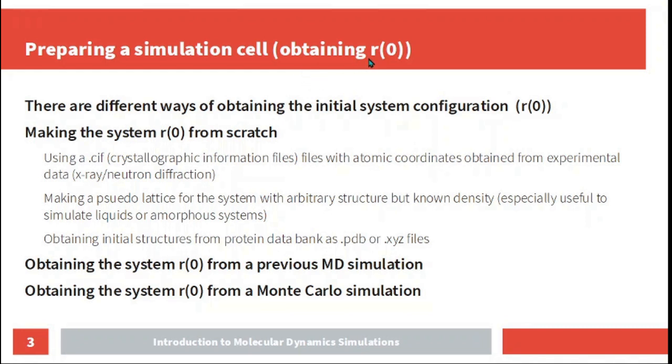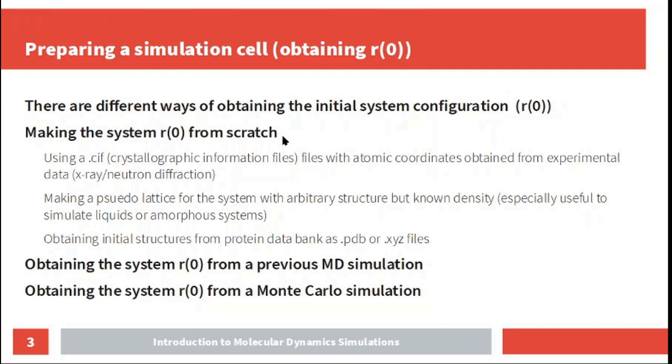So, preparing a simulation cell, that is obtaining R at t equal to 0. There are different ways of obtaining this initial system configuration. One way is making the system from scratch. When I say system from scratch, I mean starting with very few inputs.